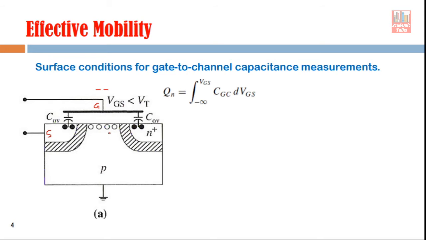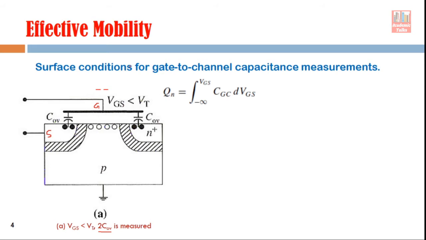So you can see that if this VGS is less than VT, meaning the gate is connected to a very high negative potential, then whatever capacitance we measure between these two electrodes is two times the overlap capacitance. Two times, because these two capacitive components are parallel, and since they are parallel, they are added directly, right?